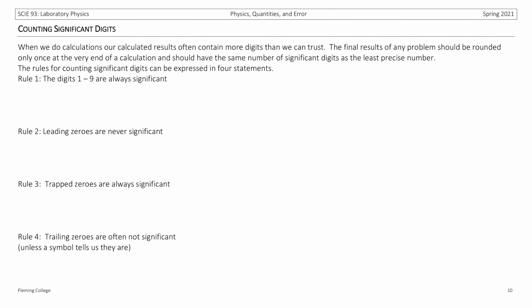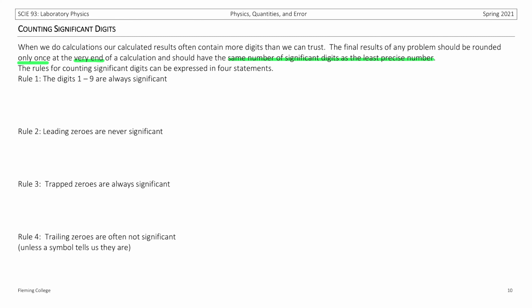It's quite common that when we do calculations, our results will contain more digits than we can trust. The final result of any problem should be rounded only once and only at the very end of the calculation. And it should have the same number of significant digits as the least precise input number. The rules for counting significant digits can be expressed in 4 statements.